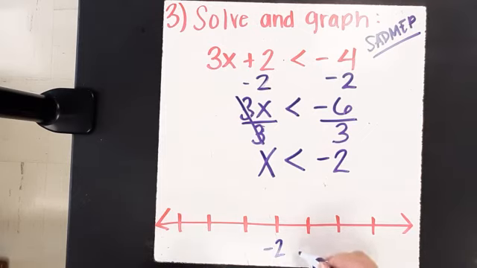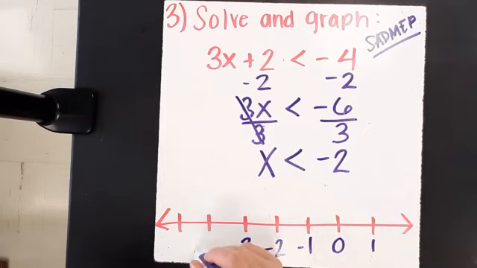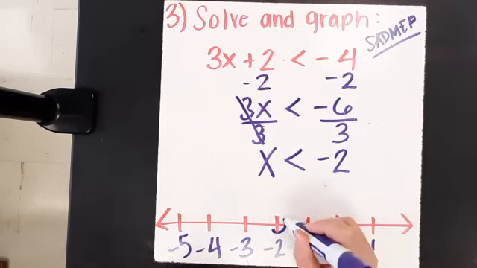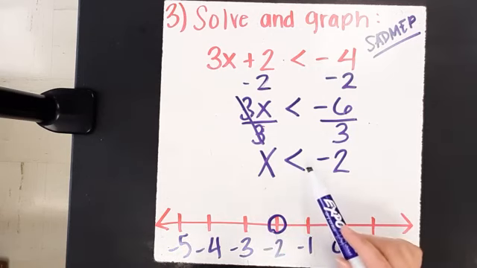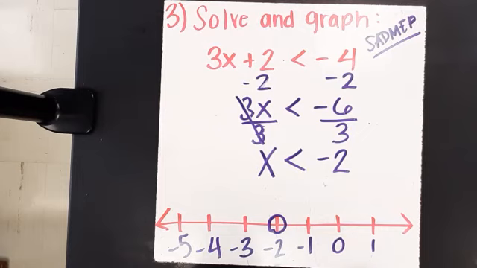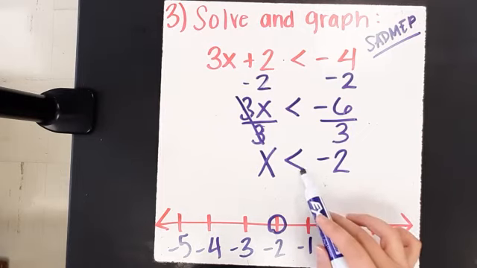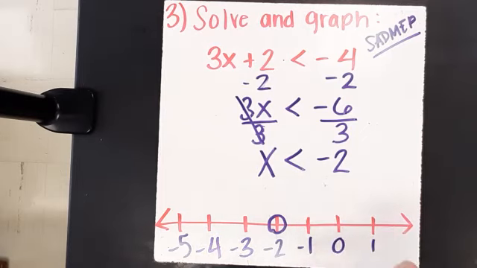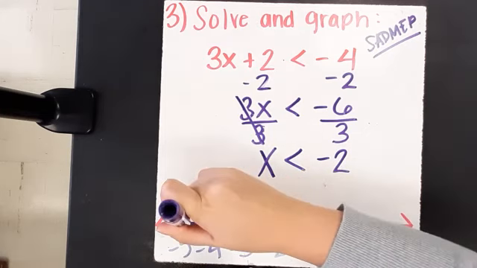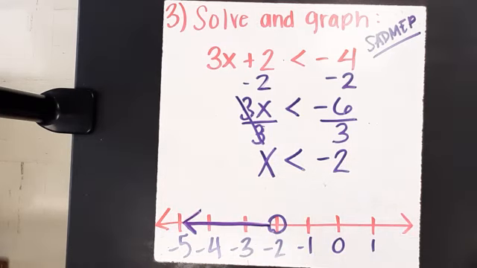So on your number line, you can go ahead and fill in some spots. And I'm going to put my dot at -2. Since this does not have the or equal to sign, it's going to be an open dot. And this is saying less than -2, so my arrow needs to go towards the left, showing everything less than -2.